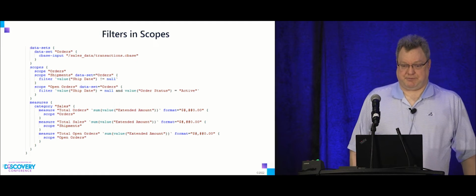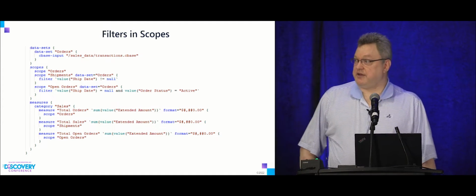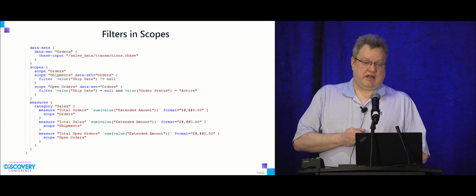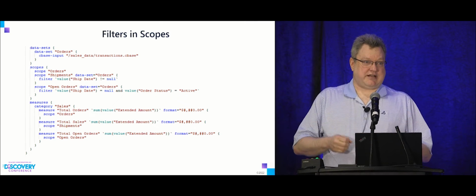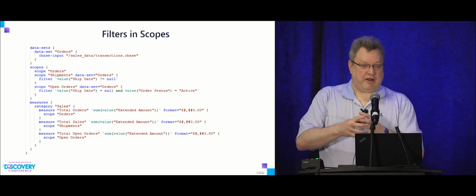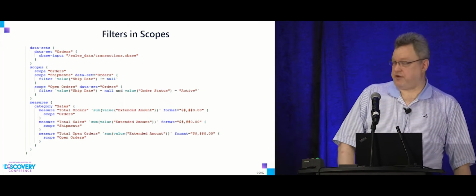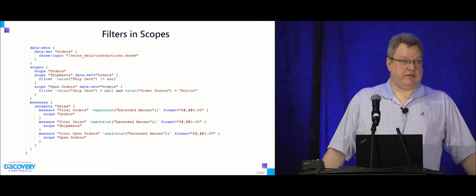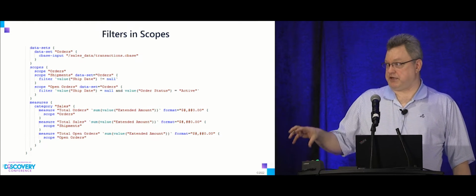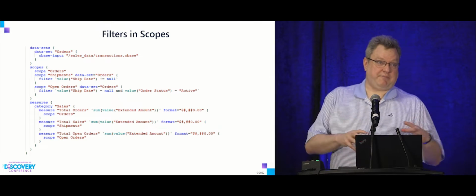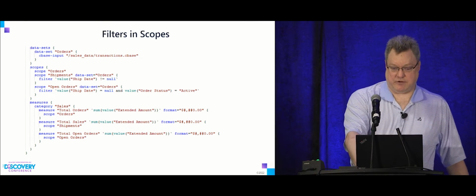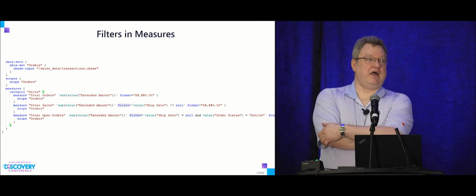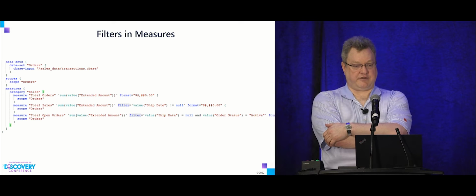Open orders is where the ship date is null and order status is active. But each one of those things that I define as a scope is going to build a C-base. And people are going to be looking at those same transactions in different chunks of memory. I want them all looking at the same place. So here my measures are super simple. I'm just adding up extended amount, and those are going to produce different numbers because they're pointing at different scopes. In order to keep everything just on that one copy of the orders data, what I want to do is have just one orders scope, and I want to have the measures apply the filters.